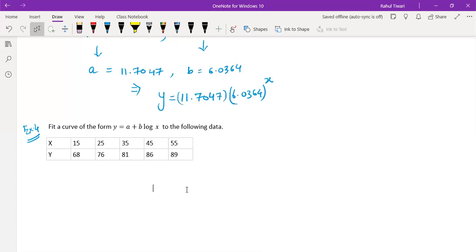Fine. Now you do not calculate anything. Directly use the calculator. Use the mode option, log, and fit the values of this x and y, and let me know the value of A and B using the calculator within 2 minutes.